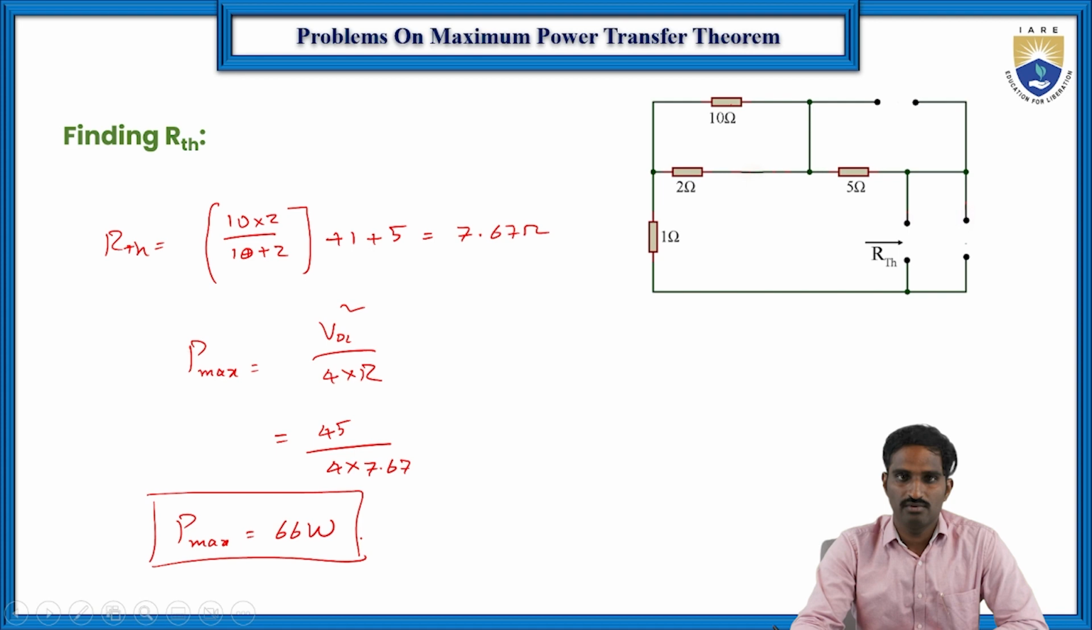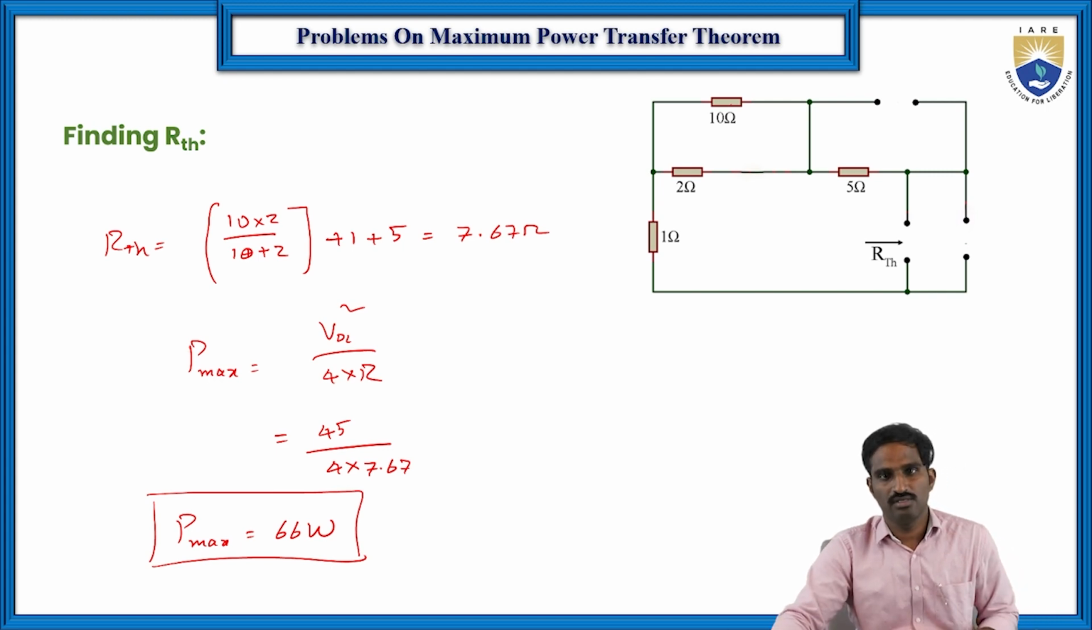So this is how we can apply the maximum power transfer theorem. By applying it, we can find the value of the unknown load resistance as well as the maximum power transferred to the particular load resistance. In the next class, we will discuss numerical problems on another theorem.